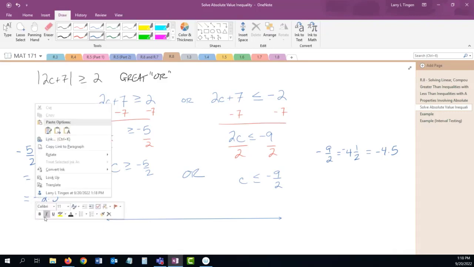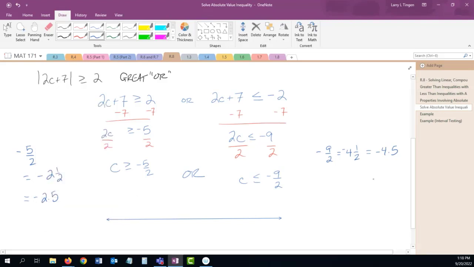Why did I bother to do that? Because it's a whole lot easier to put -2.5 and -4.5 on the number line than it is to put -5/2 and -9/2. So they are where? If I'm starting on the left and I'm working my way to the right, the first number I'm going to hit is the -4.5. And then the other one is -2.5.